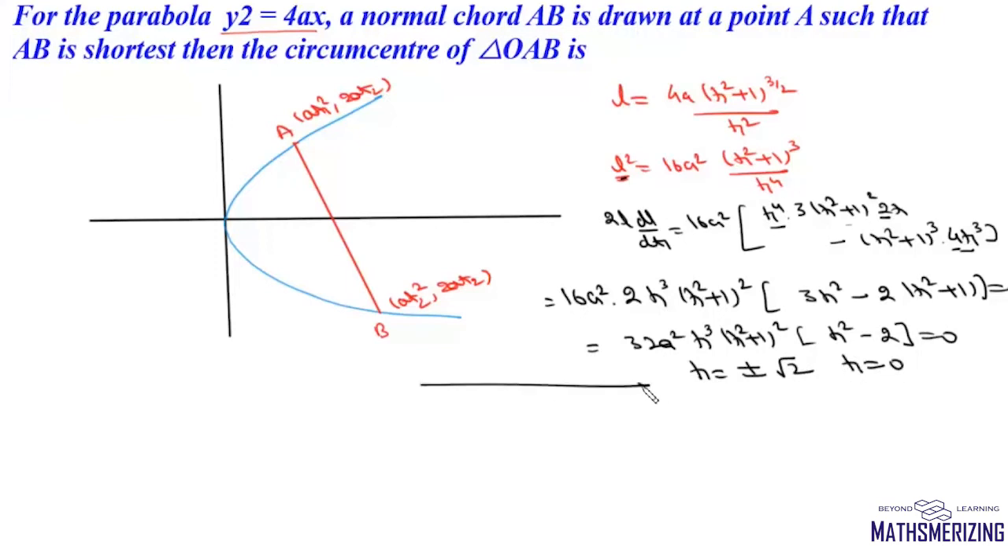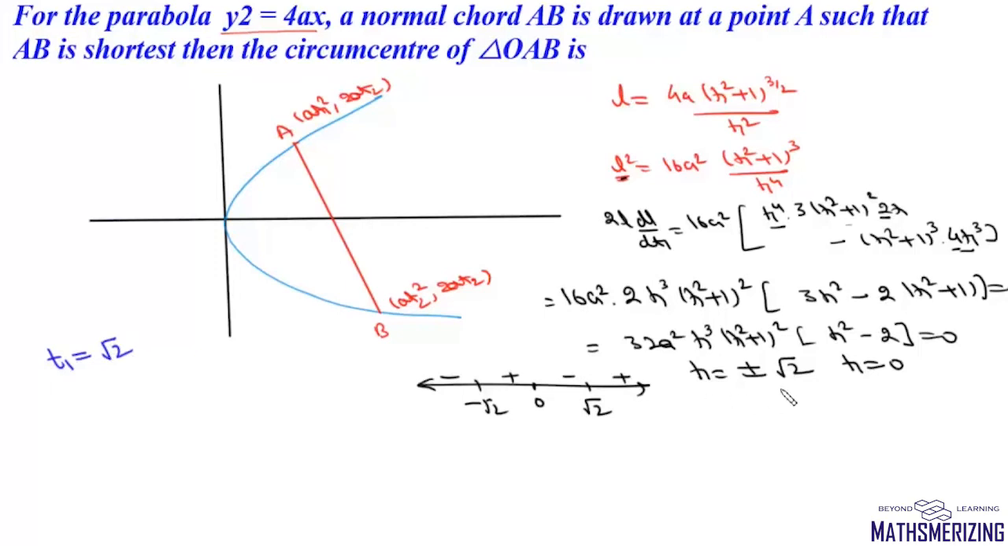So we'll plot these roots on a number line. We'll get minus root 2, 0 and plus root 2. Rightmost is plus, so it is plus, minus, plus and minus. So we'll get a minima when the value of t is either plus root 2 or minus root 2. So the length of this normal chord will be minimum when the value of t1 is, say, root 2.